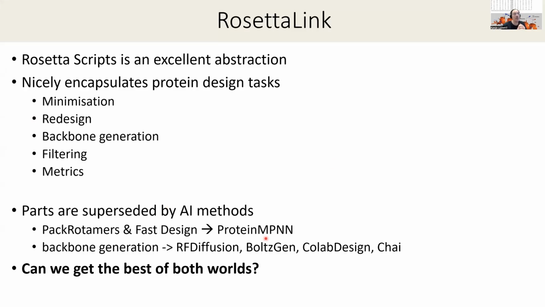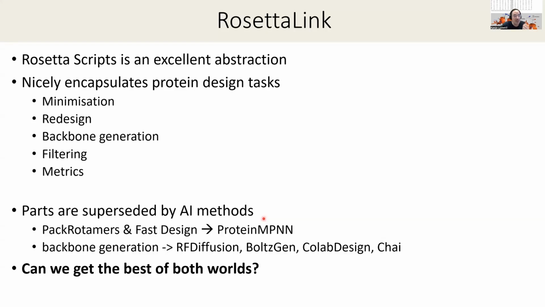But on the other hand, we have all of the new AI methods, right? So nobody's using PEC rotamers anymore. Everybody's using ProteinMPNN, and only a few people are using backbone generation in Rosetta or the Helix builder, because now you've got RFdiffusion, Boltz, ColabDesign, Chai, so you can get your backbones with higher success rates and more variability with the new AI methods.